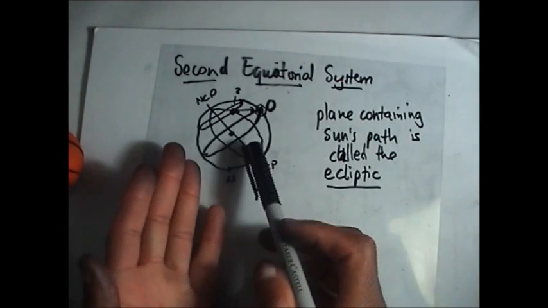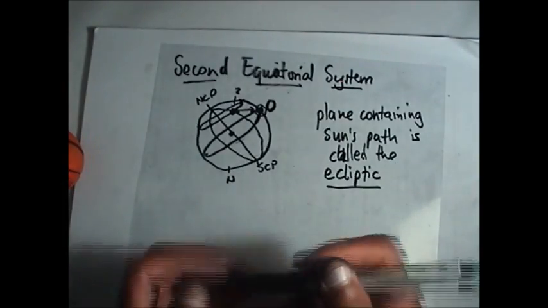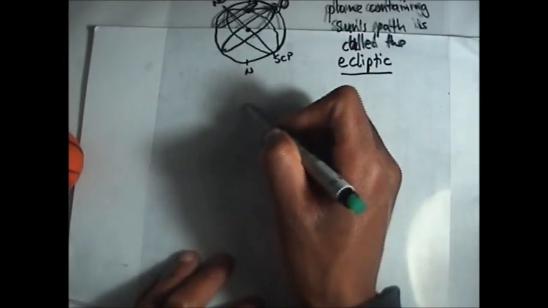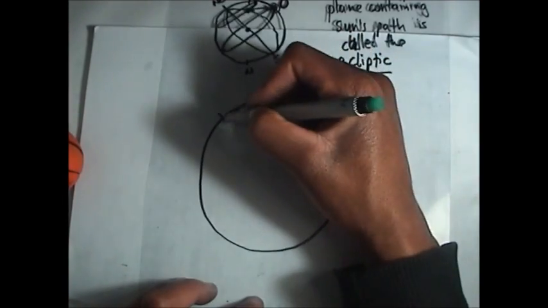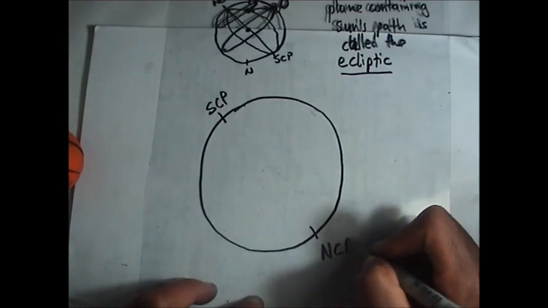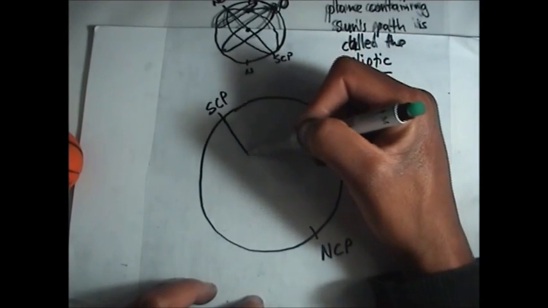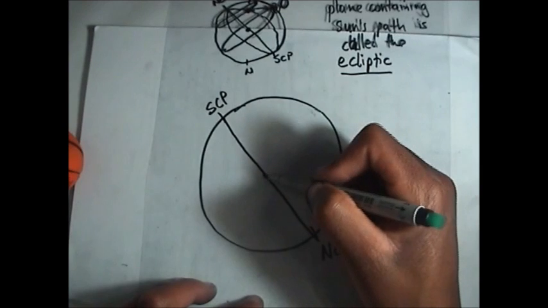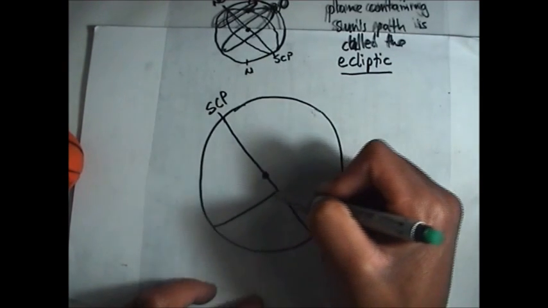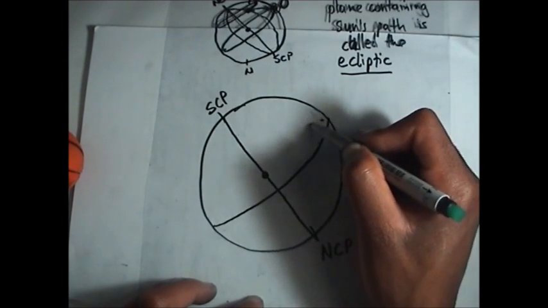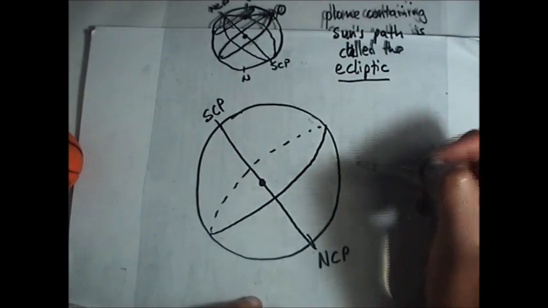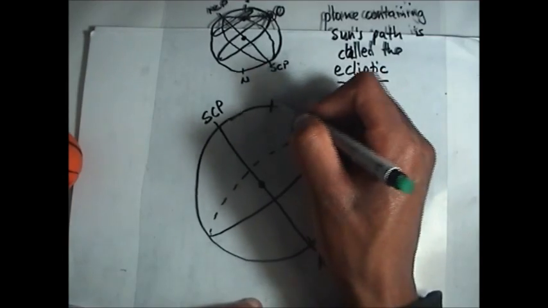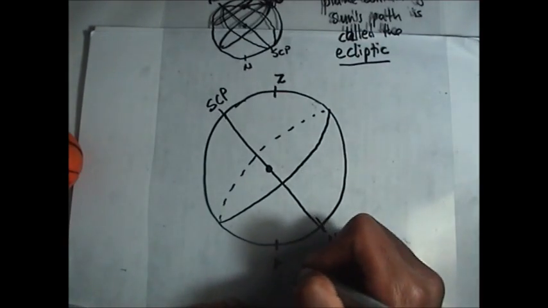So let me draw a new diagram. A new diagram that we are going to use is this. This is going to be our south celestial pole, our north celestial pole, and this is going to be our axis. And this is going to be our celestial equator. That's going to be our celestial equator, right? And this is going to be our zenith. This is going to be our nadir.